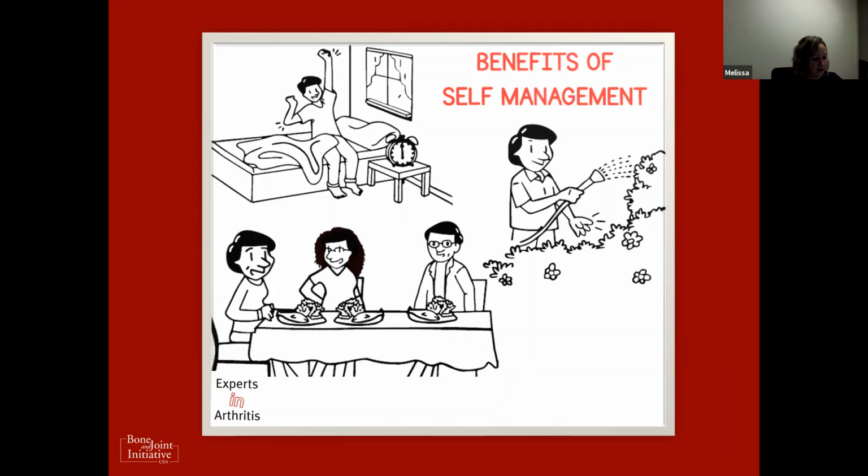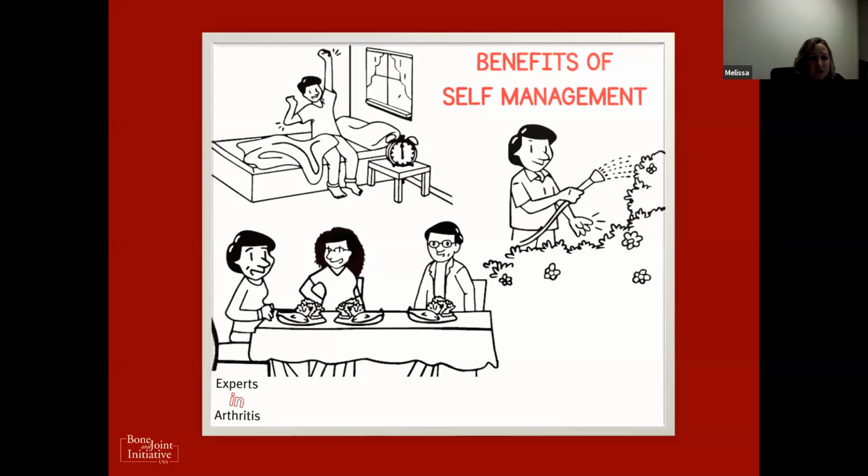Benefits of self-management is helping us to manage our pain and other symptoms, improving our mood and emotions. Getting enough rest and sleep is very important. That way we have a little bit more tolerance whenever we are having a lot of pain. Being physically active, eating a healthy, balanced diet, carrying out activities of daily living, and communicating effectively with our healthcare providers that are on our team, which means whenever you go to the doctor, let them know how you're feeling.